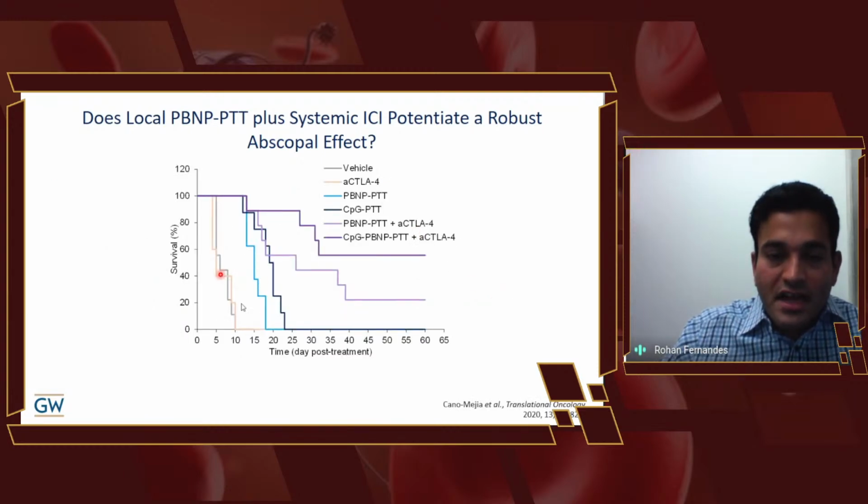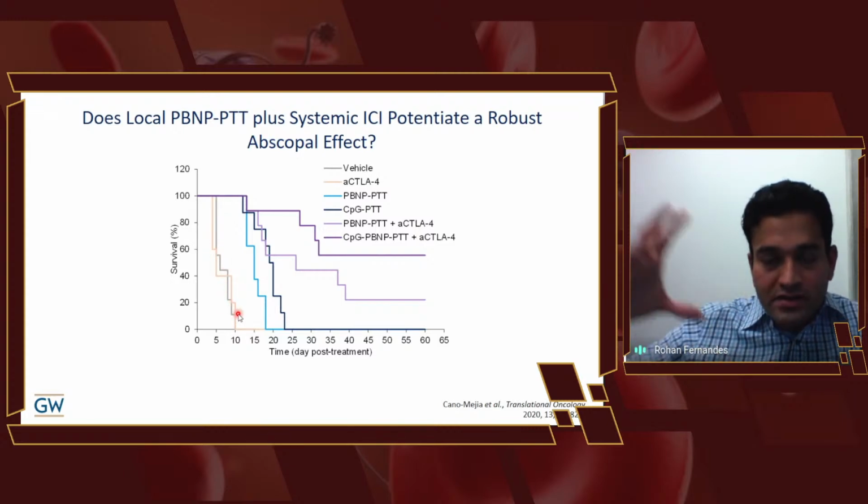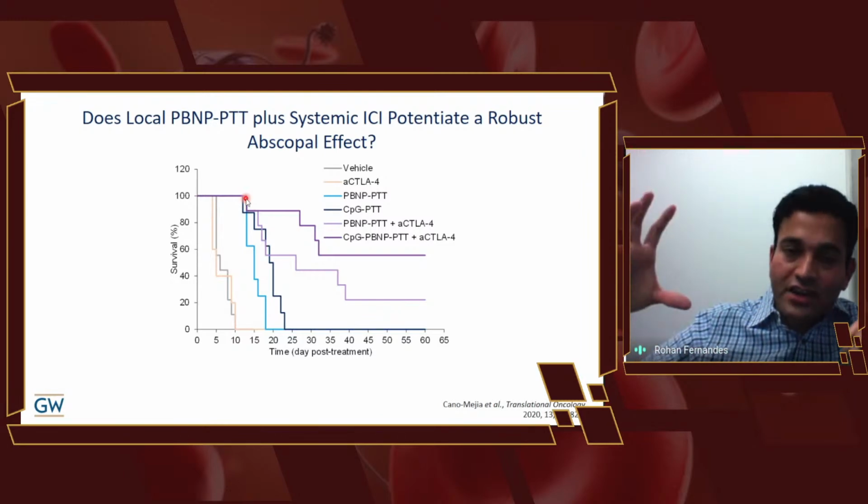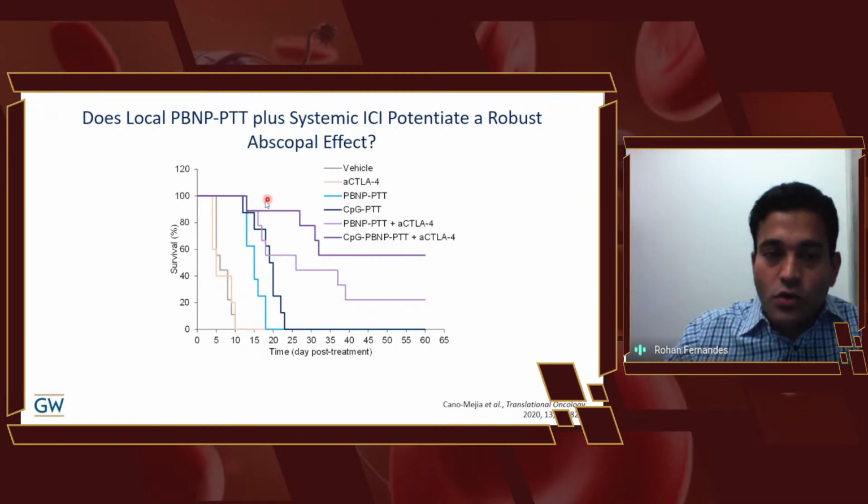So let's go over what the results were. If you look out here, these are animals bearing two tumors. The vehicle group rapidly succumbed to tumor burden. So the two tumors were untreated, they progressed. Anti-CTLA-4, at the dosing regimen that we used, roughly matched untreated animals. When we used PTT, what happened was the primary tumor went away, and that provided some decrease in tumor burden, while the secondary tumor progressed. And so we would have an increase in median survival.